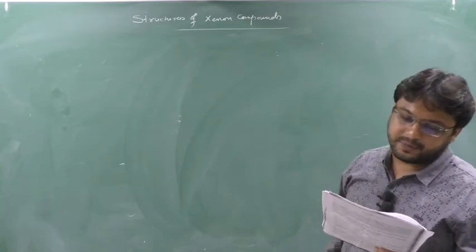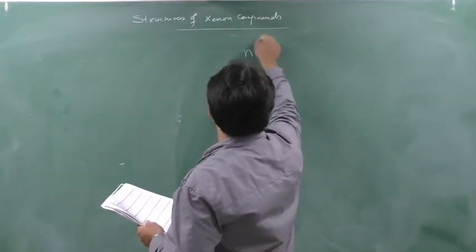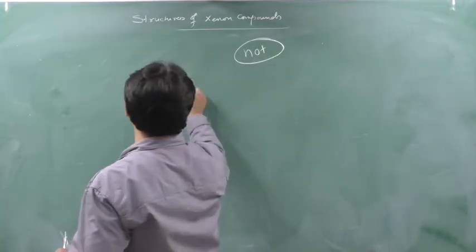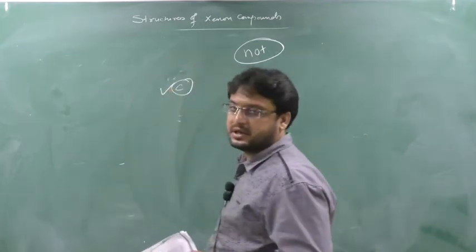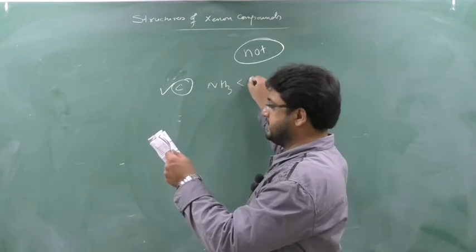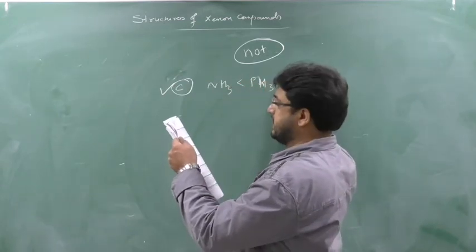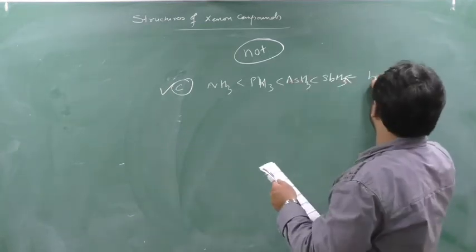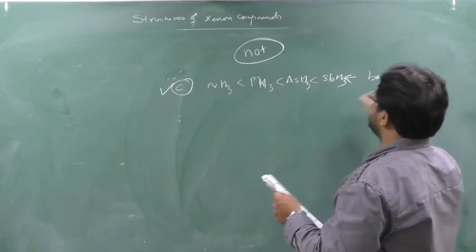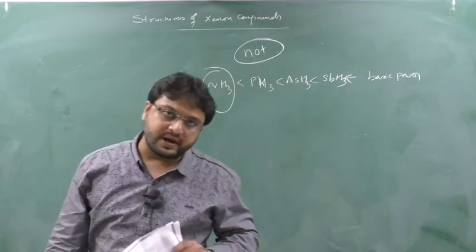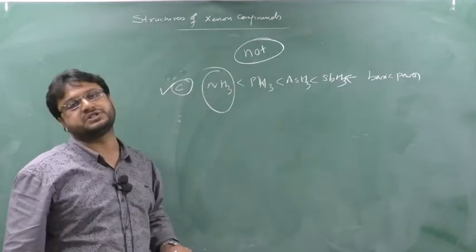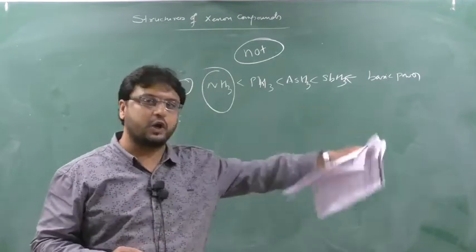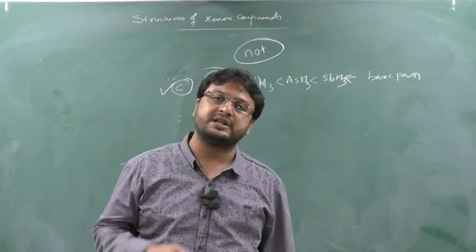In which of the following arrangements is the sequence not correct? We have to find the wrong answer. See, answer C is wrong, which means this is the correct answer for us. Why? Because they have given NH3 less than PH3 less than AsH3 less than SbH3, and they have given basic power. By basic power, ammonia will be more. Ammonia has the strongest basic power because nitrogen is the smallest in size and highly electronegative, so it will attract H plus easily by donating its lone pair of electrons. One who accepts H plus easily is the most basic.